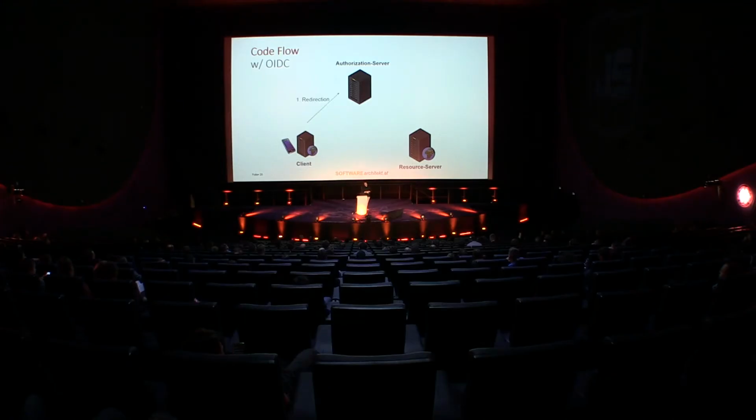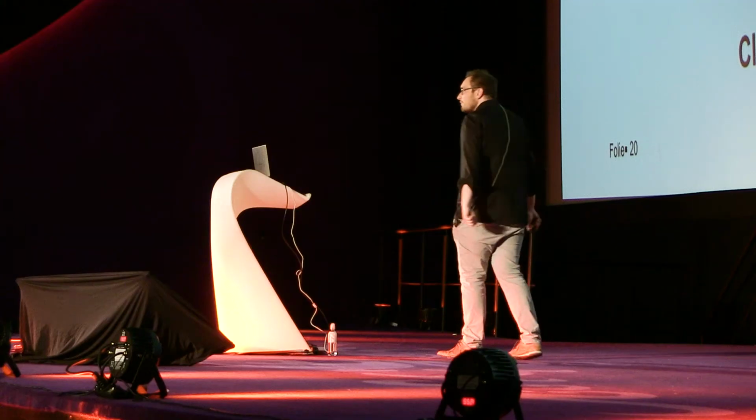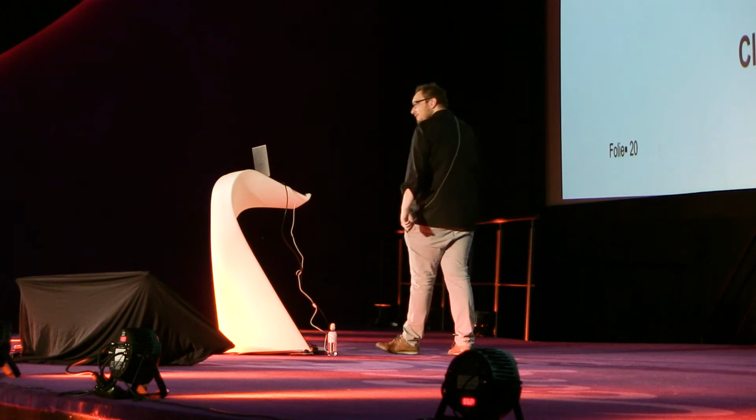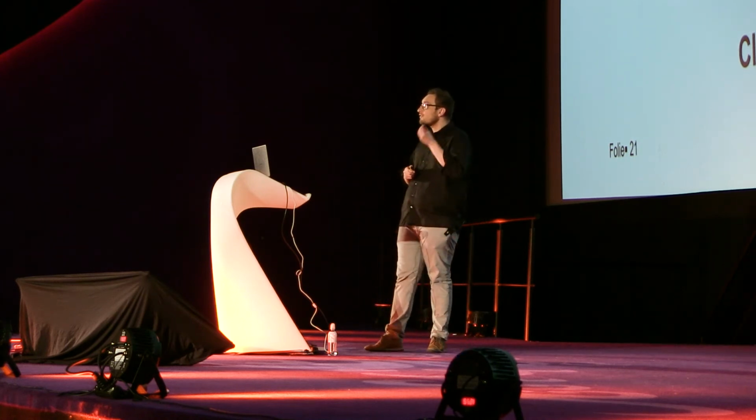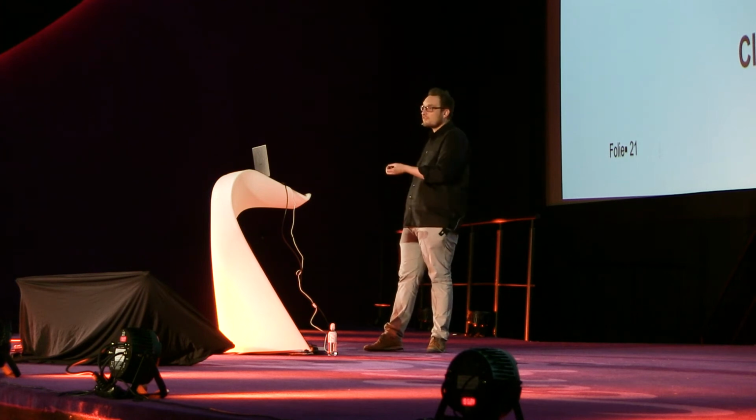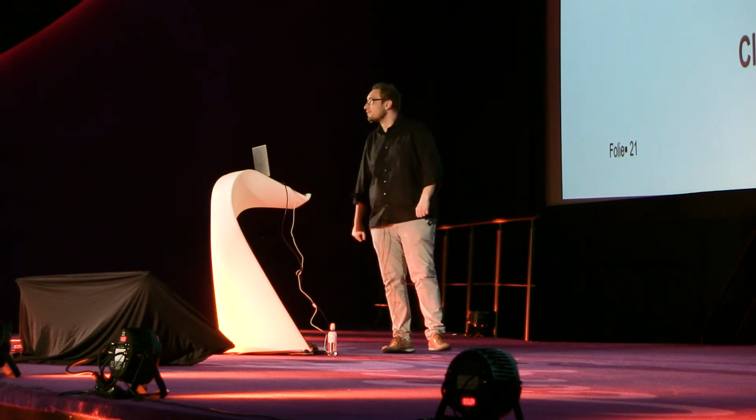At first sight, it looks like implicit flow. You are redirected to the authorization server, and now you don't get an access token back, you don't get an identity token back, you get a code back, a one-time code. It can only be used once. And now with this code, you are approaching the server again, and you exchange this code for the access token and for the identity token.